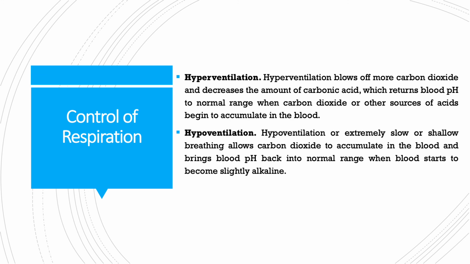In continuation of control of respiration, now hyperventilation. Hyperventilation blows off more carbon dioxide and decreases the amount of carbonic acid, which returns blood pH to normal range when carbon dioxide or other sources of acids begin to accumulate in the blood. Next is hypoventilation. Hypoventilation, or extremely slow or shallow breathing, allows carbon dioxide to accumulate in the blood and brings blood pH back into normal range when blood starts to become slightly alkaline.